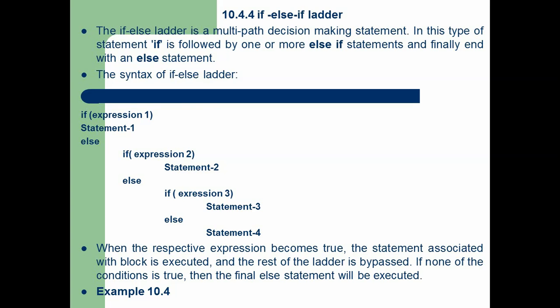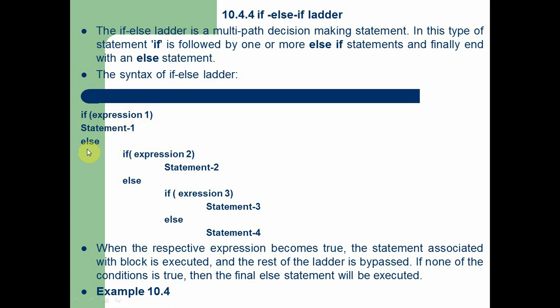What is a ladder? A ladder is a set of steps by which we can go in an upward direction. So the ladder is a multi-path decision-making statement in C++. In this type of statement, if is followed by one or more else if statements, and finally ends with an else statement. So in the syntax you can see if expression 1 and statement 1. This statement executes when expression 1 is true. Otherwise it goes for else.